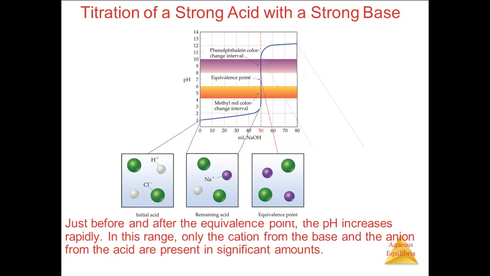Just before the equivalence point, the pH starts to change rapidly. For example, going from 90% of the H+ reacted to 99% reacted, just another 9% towards the equivalence point, causes the pH to rise to 3.0, another whole unit. In this region, only the cation from the base, Na+ in this case, and the anion from the acid, Cl- in this case, are present in significant amounts.